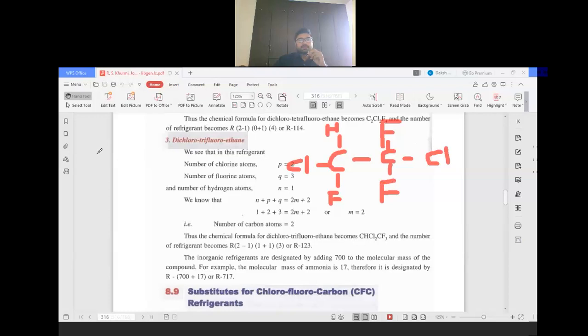Yes. Here you can see that C, how many C are there? C2. Then H is also there? Yes, one H is there. Then Cl2 and F3. So this is the formula. Now let us write down our R, m minus 1. So here, or before that, we will put the value of m, n, p and q.